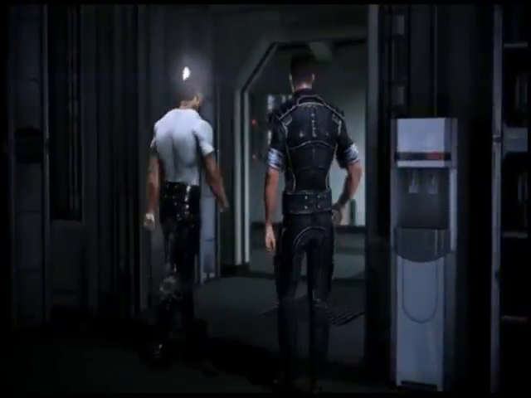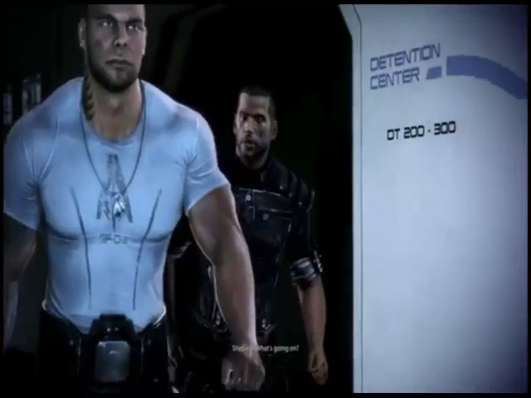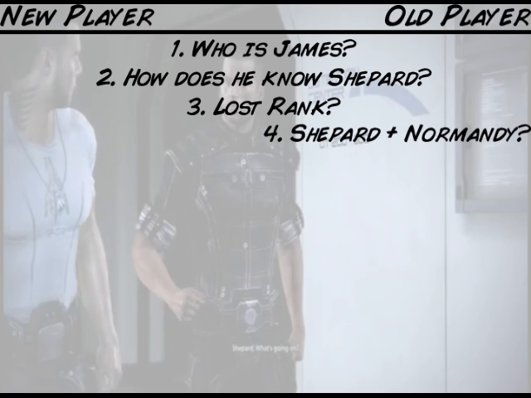From either camp, these questions naturally form in our minds. They're not damaging the narrative, they're just natural. Who is James? Why is he in our bedroom and talking to Shepard like he knows him? What did Shepard do that James isn't supposed to salute him or call him by rank? And in the played before camp, there is, why is Shepard not on the Normandy? What is he doing here, and how did he get here?